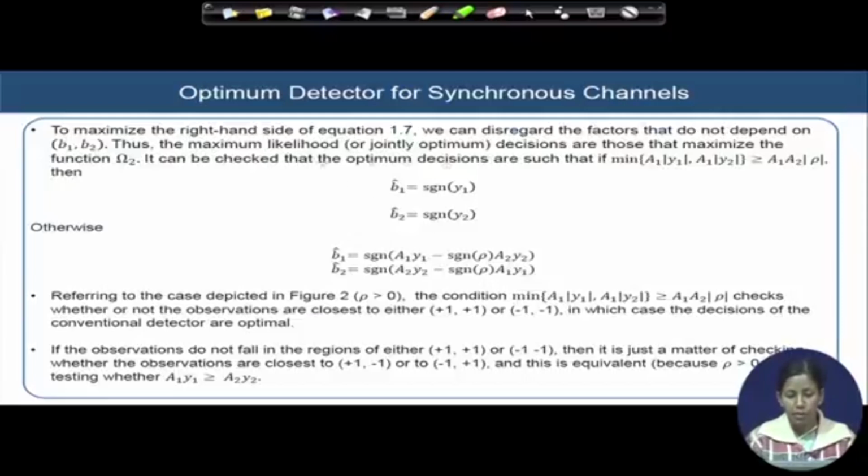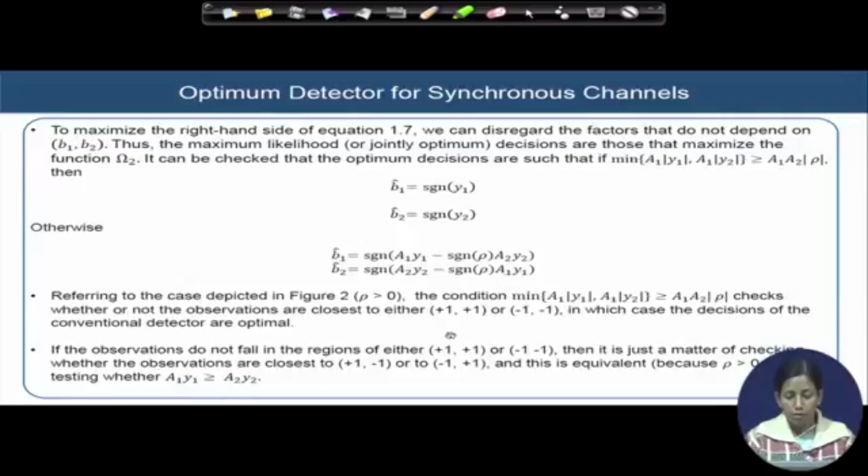So, what are those? It can be checked easily that the optimum decisions are such that if the minimum of a1 mod y1 and a1 mod y2, whichever is the minimum, is greater than or equal to a1 a2 into mod rho, then we can get the optimum decision, and for such optimum decisions, the estimated values of B1 and B2 will be given by the sign of y1 and y2 correspondingly. Otherwise, if the situation is not valid, then the estimates of B1 and B2 will be governed by these two expressions.